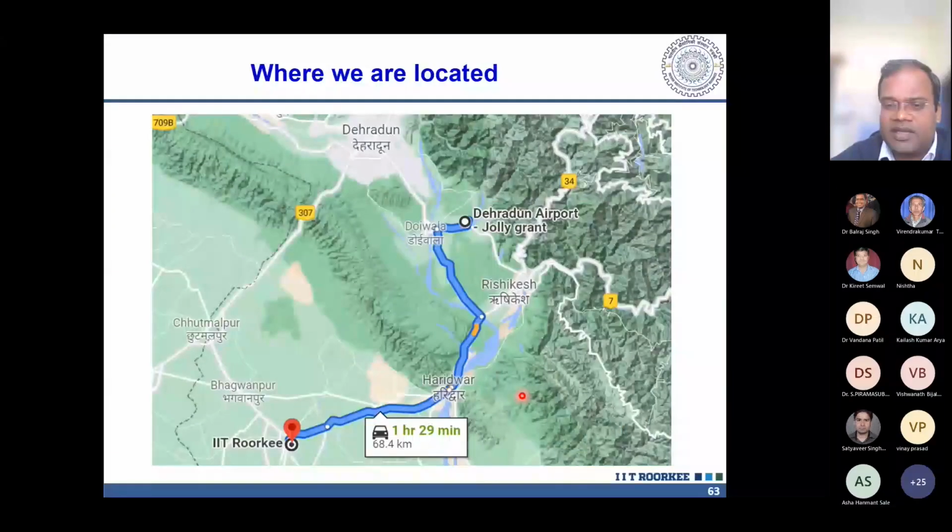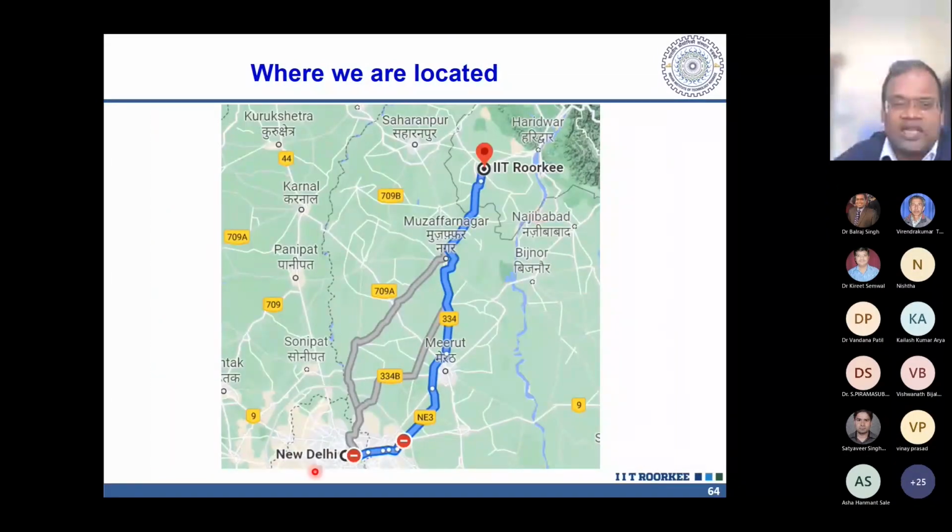If you are not in Pauri Garhwal, you are somewhere else. For those people, we are located here at IIT Roorkee, which is very near to Dehradun, and from Delhi also we are not that far. Now with the highways being available, you can reach IIT very quickly.